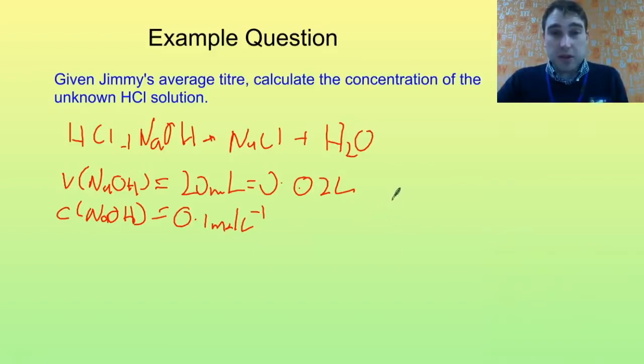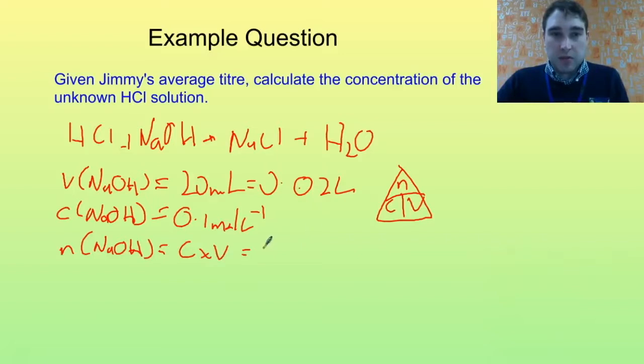So we'll use our equation, CNV. I'll make my magical triangle so I can remember the bits of it. So C equals n on V. So we've got C and V, so we can figure out n. So the number of moles of sodium hydroxide equals C times V equals 0.1 times 0.02, and I can see that's going to be 0.002 moles. So now that's how many moles of sodium hydroxide we had down the bottom in the conical flask.